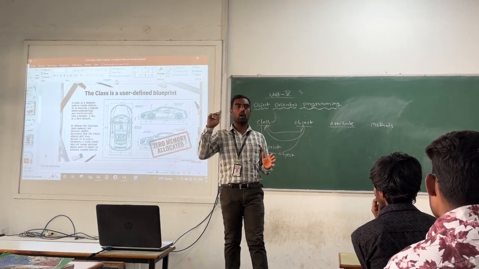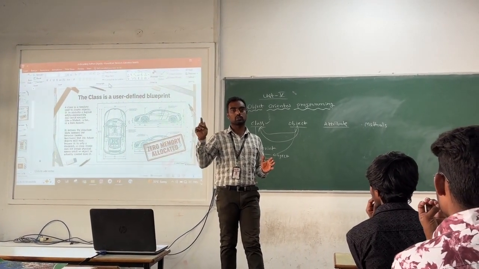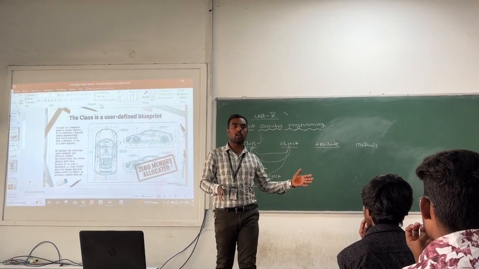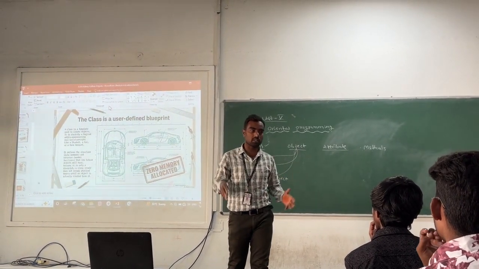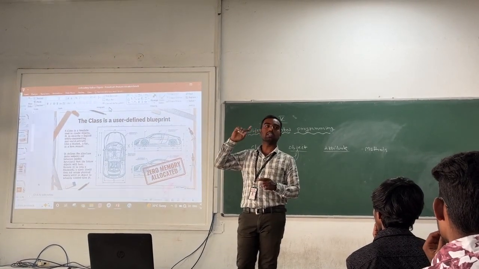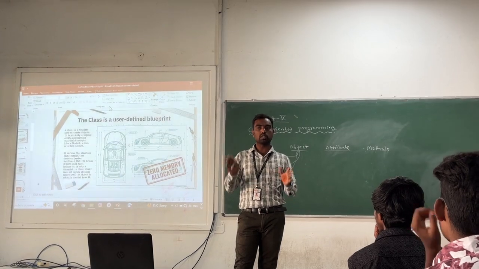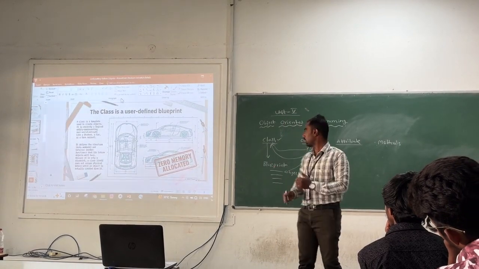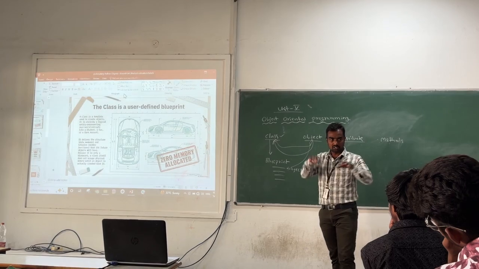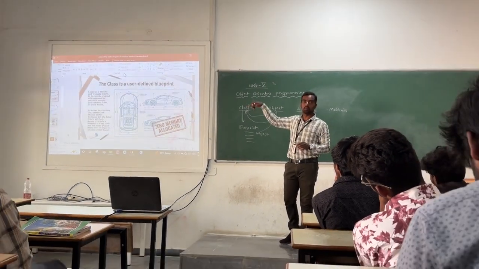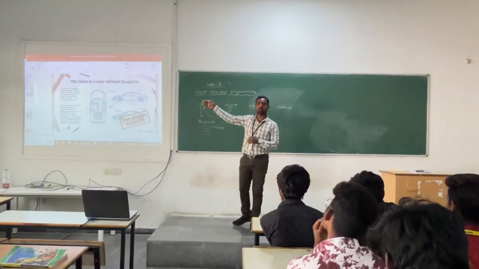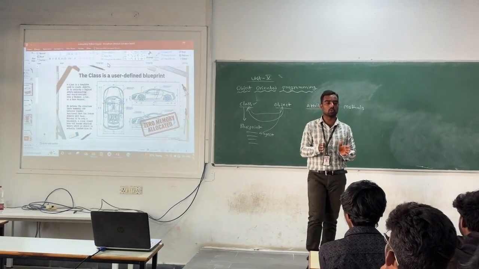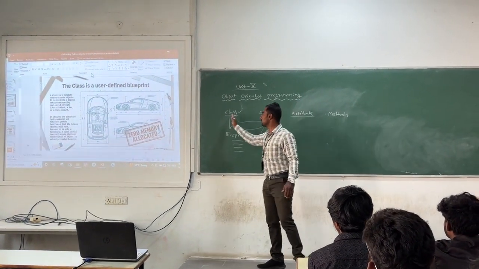Take our college building. In that we have certain blocks: pharmacy block, engineering block, MBA block, and sports. Different blocks are there. The entire college is like a class. In that, we have different modules, and each and every module is like an object. This engineering block is one module, that MBA block is one module, the pharmacy block is one module. If we combine all these modules, all these objects, you will get the class.